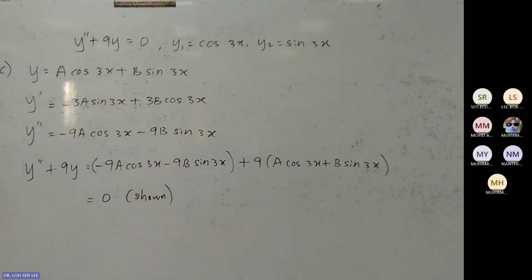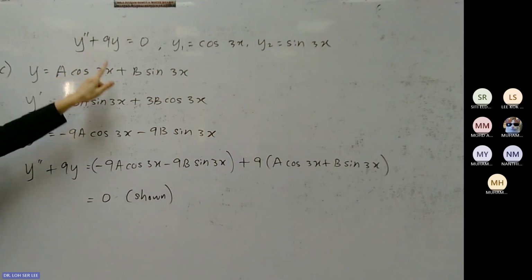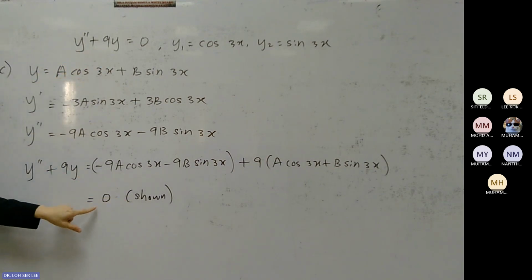So it's linearly independent or not? Independent or not? 0. This one equals 0. And we have shown that this is the general solution of this one. Okay, it's shown here. Y equals 0.